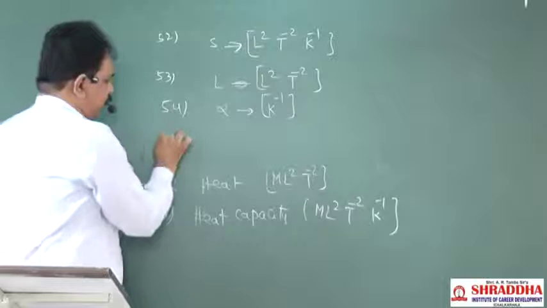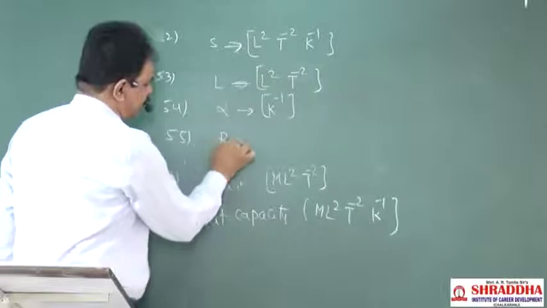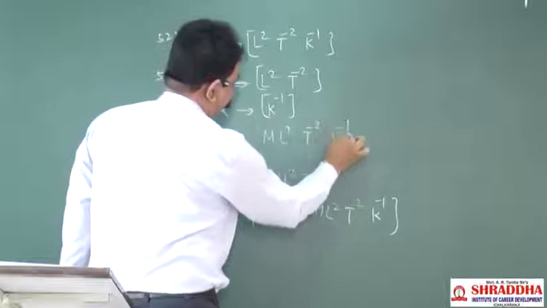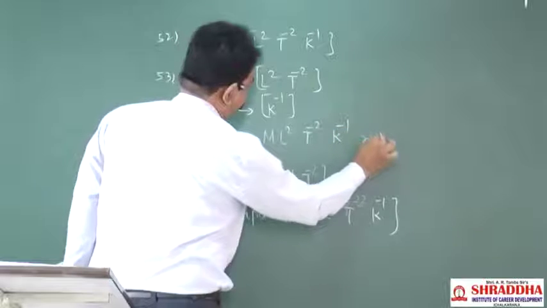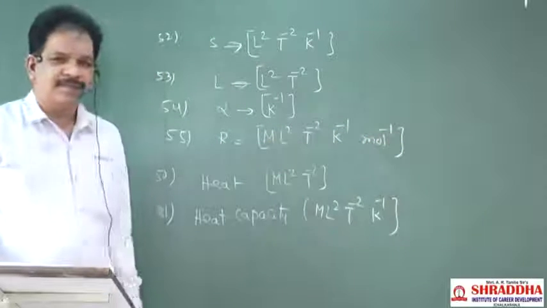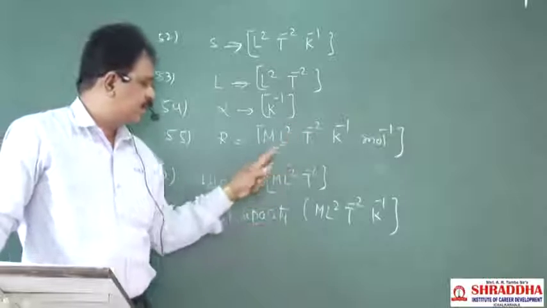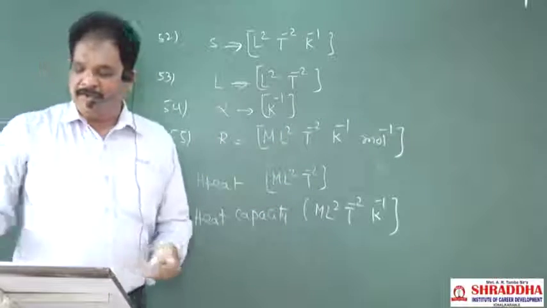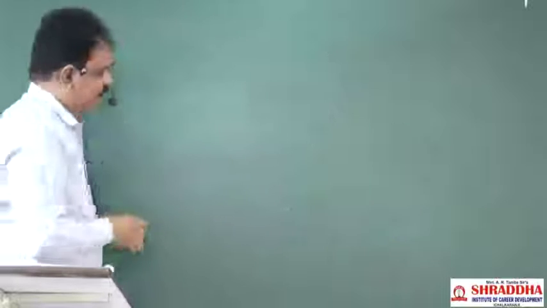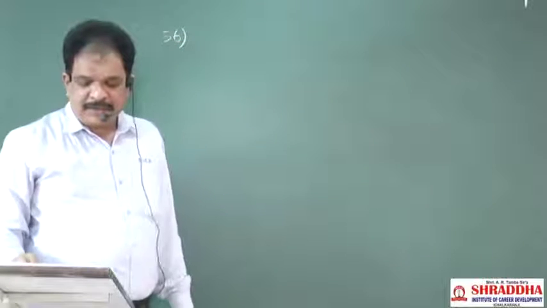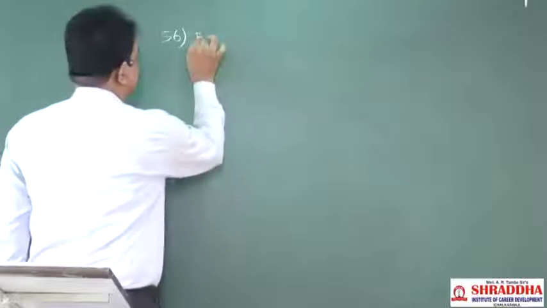Next, 55, universal gas constant: M L square T power minus 2 K power minus 1 mole inverse. Okay, mole power minus 1. So 55 completed, we will continue the remaining. Now 56. Some more quantities we will write. Constant.